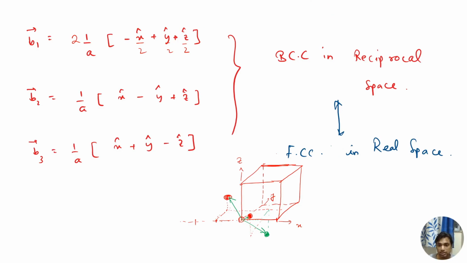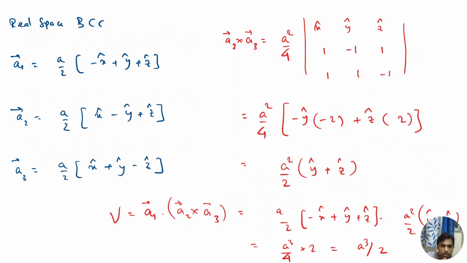So this structure is nothing but a body centered cubic structure, and this is in reciprocal space, a body centered cubic structure of lattice constant 2 by a. Note that the dimension is 1 by length again. So a real space FCC lattice, if you go to the reciprocal lattice, looks like a body centered cubic lattice.